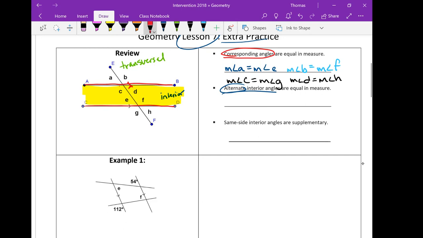So let's say we start with angle C. Do it in blue. Angle C, its alternate angle is angle F. Those are alternate angles. So the measure of angle C is equal to the measure of angle F. And then I see one other pair. If we started with D instead, the measure of angle D is equal to the measure of angle E, because they are alternate and they're also inside. So in blue, the measure of angle D is equal to the measure of angle E.